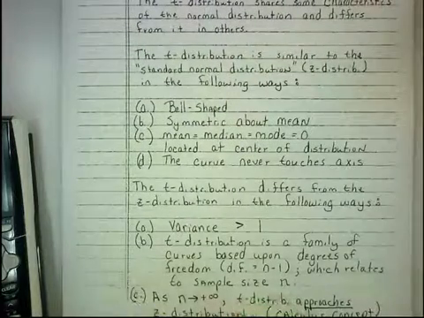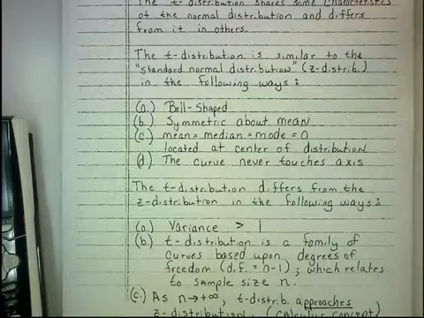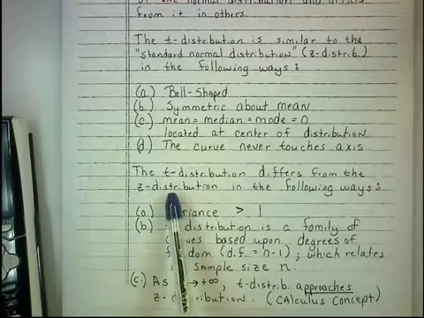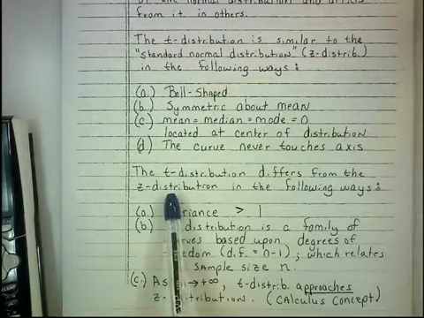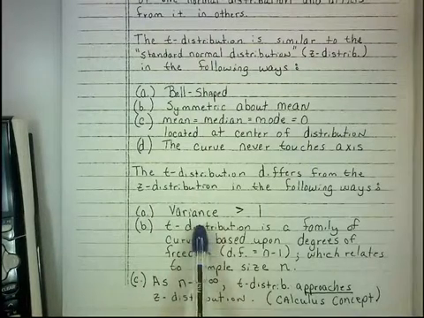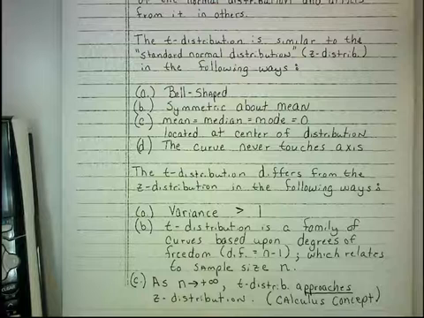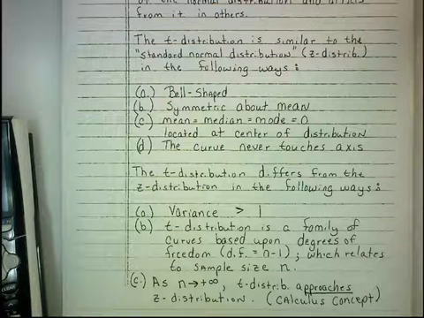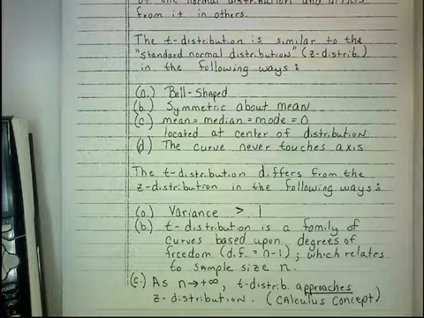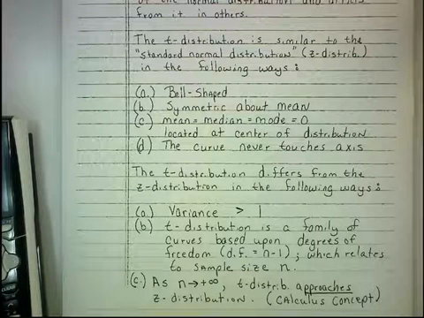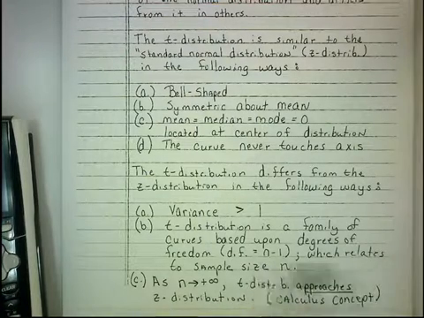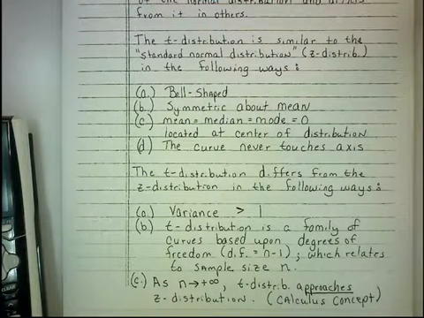The student t-distribution differs from the z-distribution in the following ways. Remember with the z-distribution that the standard deviation was exactly equal to 1? Well, with the t-distribution, the variance is greater than 1, strictly greater than 1. The t-distribution is not just one curve. It is a family of curves based upon degrees of freedom. df means n minus 1, which relates to sample size.